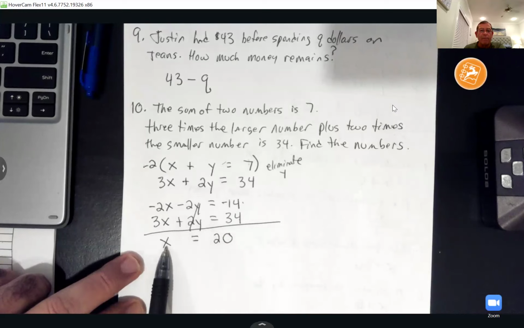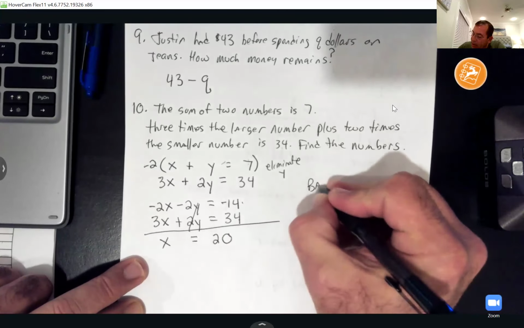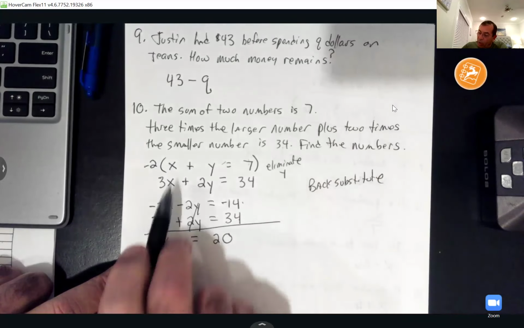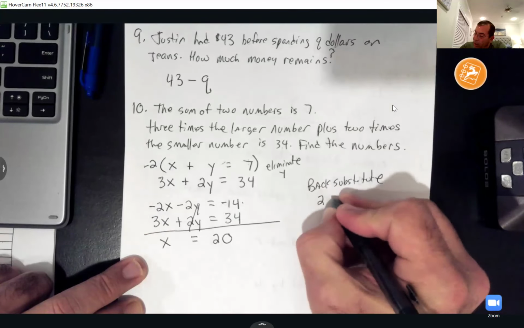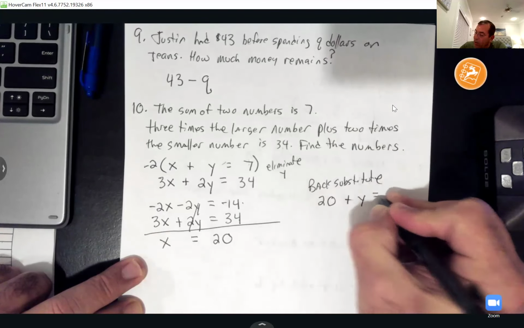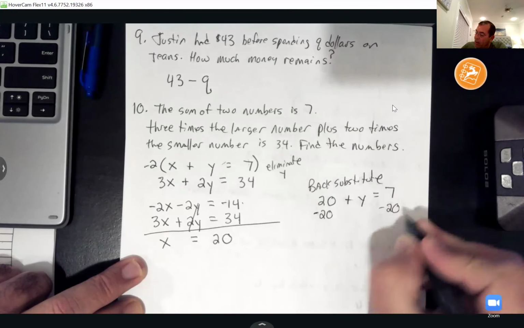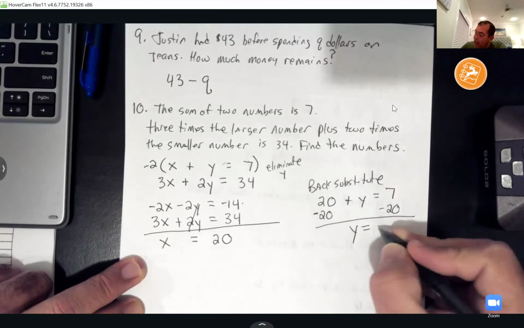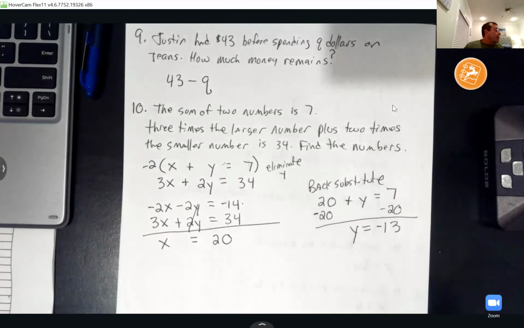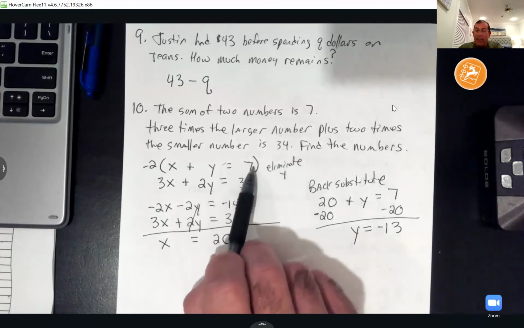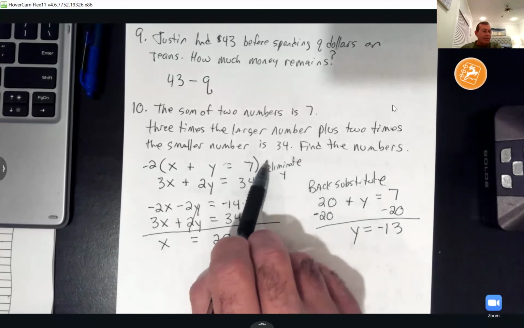The x is 20. So now I'm going to back substitute and put a 20 in for that x. So 20 plus y equals 7. So y'all, this one I'm just going to subtract 20. And that's going to give me y is what? A -13. Okay, so if you put that in, 20 and negative 13 equals a positive 7.